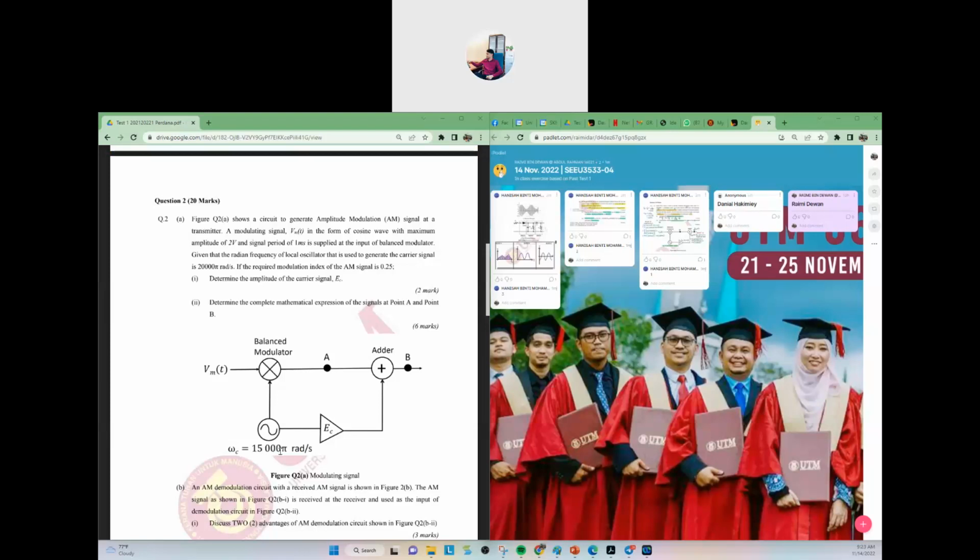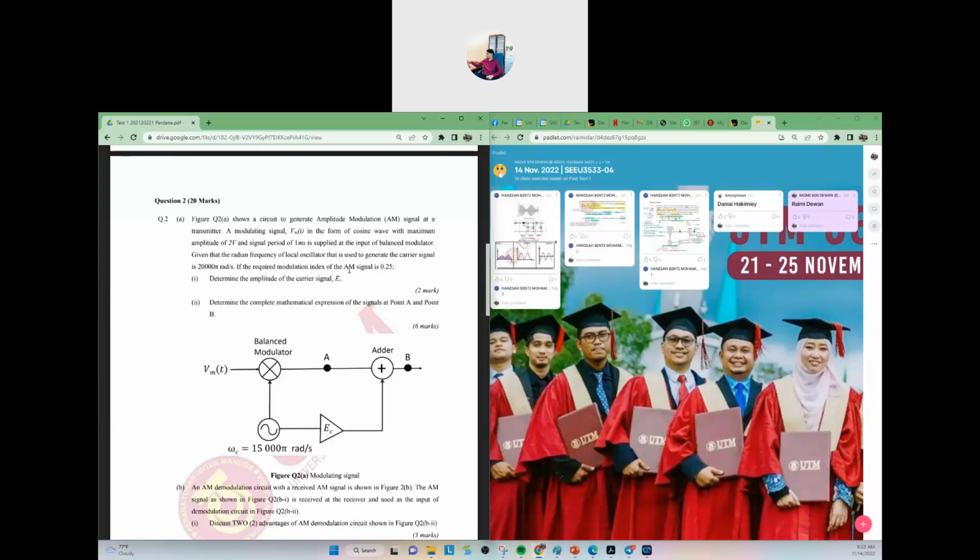Why is this 15,000? It's okay, as long as you understand the concept. I don't know, there is a typo, maybe during the exam they will mention it's a typo. Because here is 15,000, here is 20,000. But it's okay, I just want to check the concept.